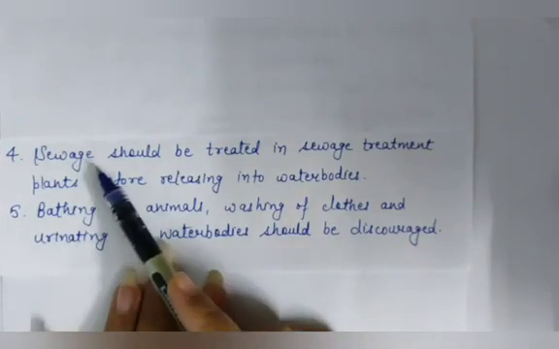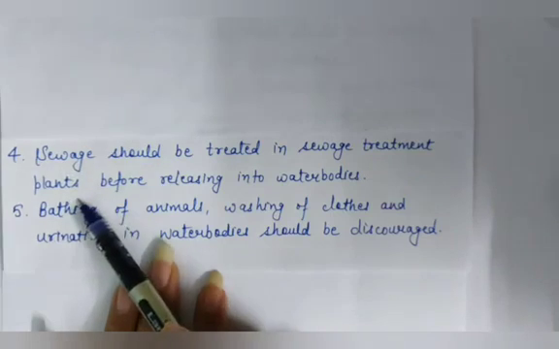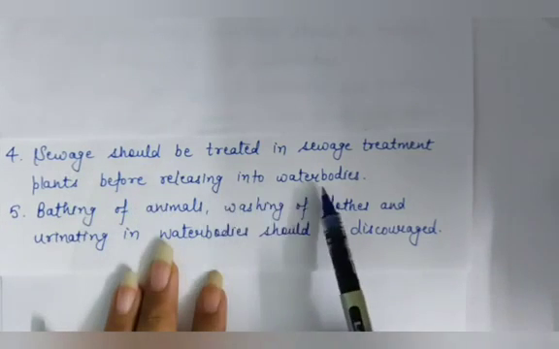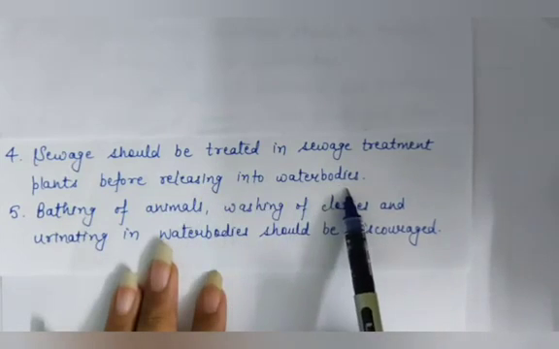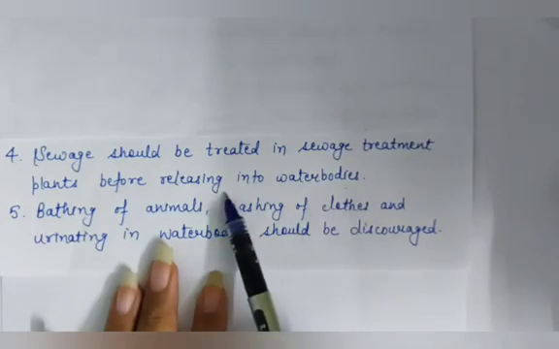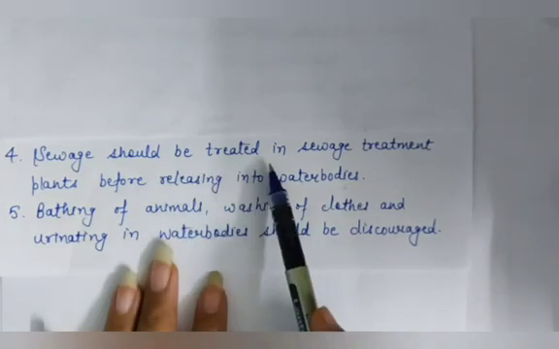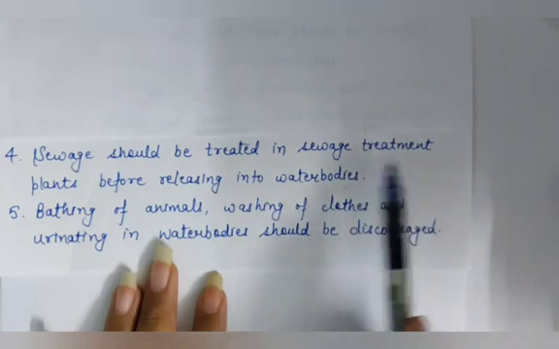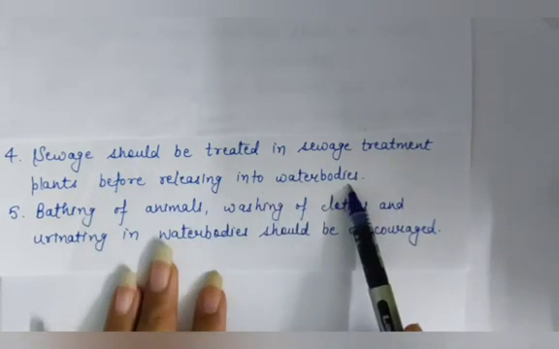Next point is sewage should be treated in sewage treatment plants before releasing into water bodies, because if it is released into water bodies, then it pollutes the water. That's why sewage should be treated in sewage treatment plants before releasing into water bodies.